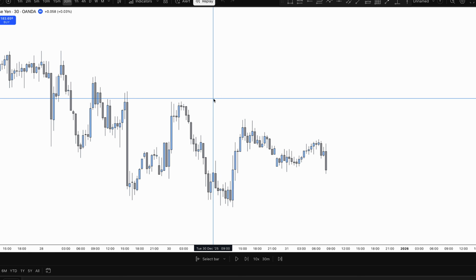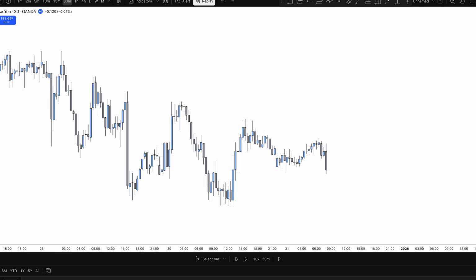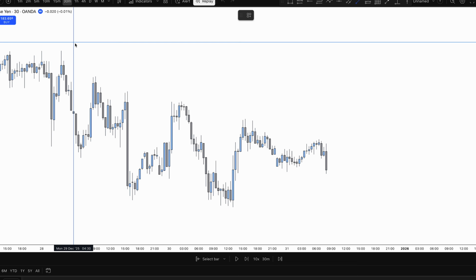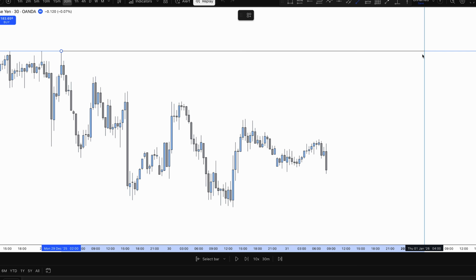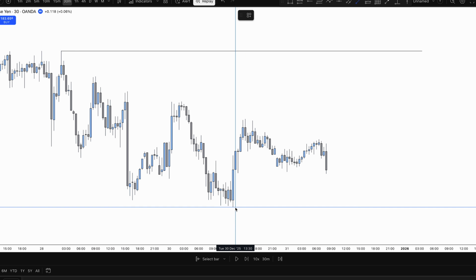All right, so we're looking at an example now when the market is moving down. We're going to do the same thing again. We have the high of our range basically up here. Okay, so that's going to be the range high. The range low is down here.